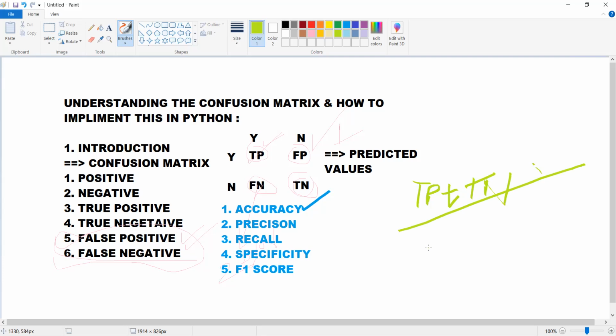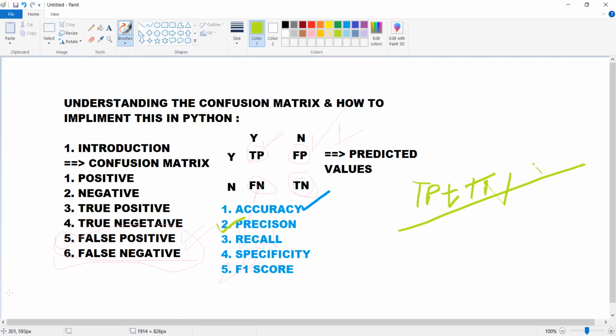What is precision? Precision is also known as positive predictive value, and this is the proportion of relevant instances among the retrieved instances. In other words, precision equals TP divided by TP plus FP. True positive divided by true positive plus false positive.